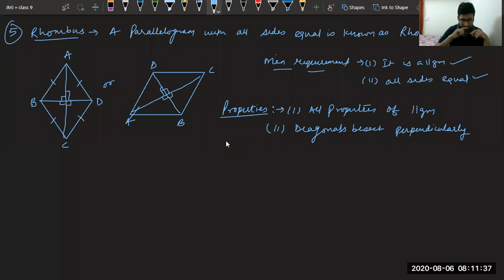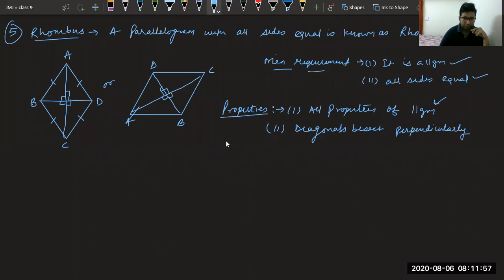Now, any other property from your side? Anyone? Opposite angles are equal. Anuranjan, the first point that I've told you is all properties of parallelogram includes everything that you are saying. Okay, you just have to tell me anything else that you can tell.